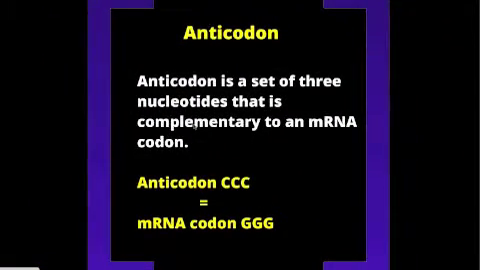An anticodon is a set of 3 nucleotides that is complementary to an mRNA codon. For example, anticodon CCC pairs with mRNA codon GGG, but it can be expressed in 2 ways.